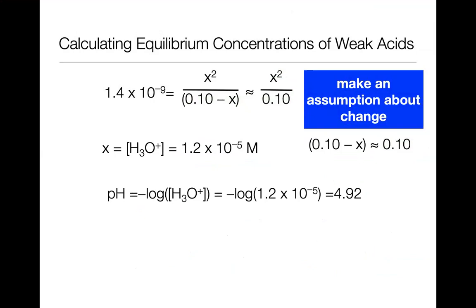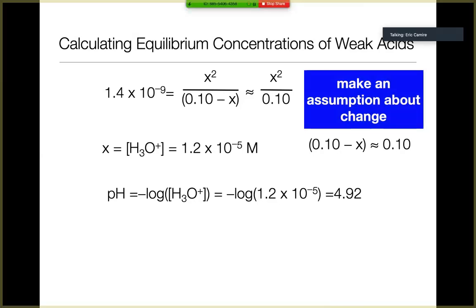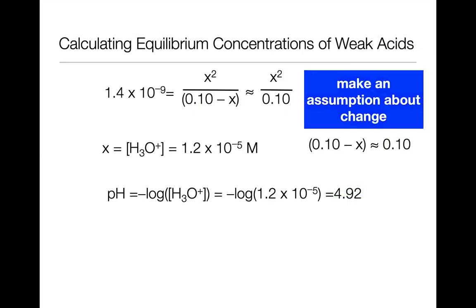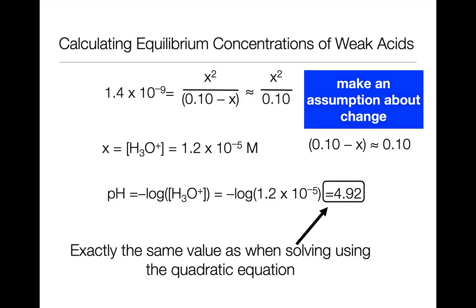All I need to do is dump my x into my pH equation. I go through, I get a pH of 4.92. What I always want to ask myself is, does the number make sense? And it does. Why? Because I had a weak acid, I better have an acidic pH, it's less than 7. I'm good to go. And the last thing I want to say, and it's literally just a line: if you went through and did this with the quadratic equation, you would get the exact same number of 4.92.